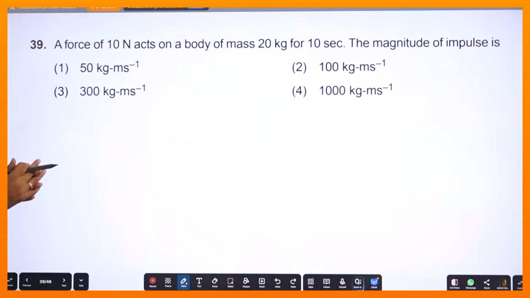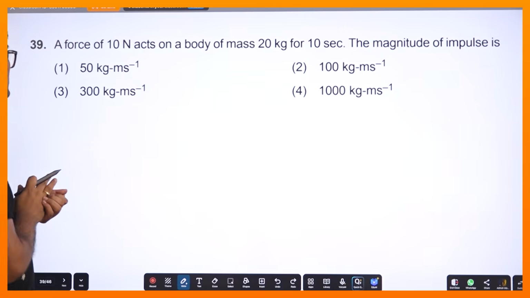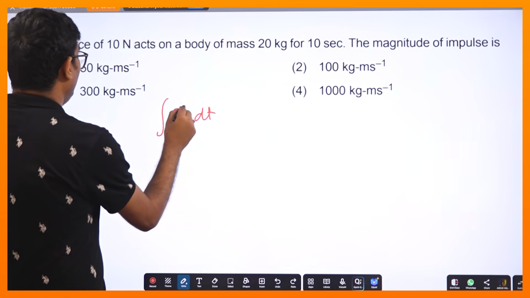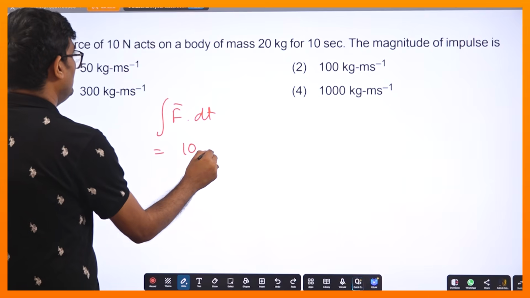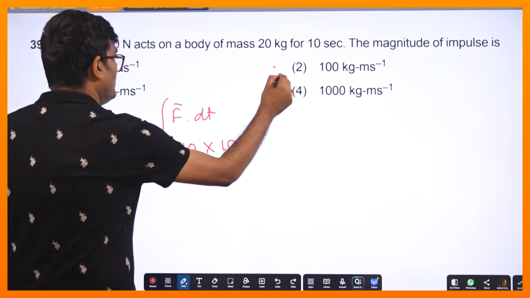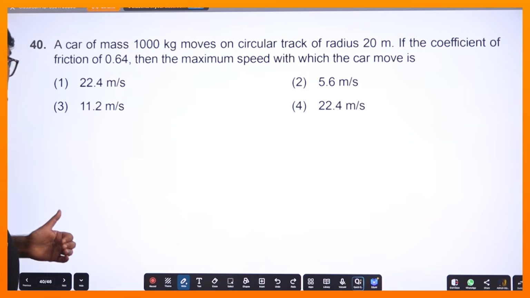A force of 10 Newton acts on a body of mass 20 kg for 10 seconds. What is the impulse? Impulse is the integral of F dt. So force 10 Newton acts for 10 seconds, so 100 kg meter per second is the impulse.